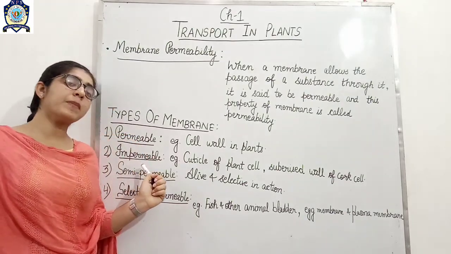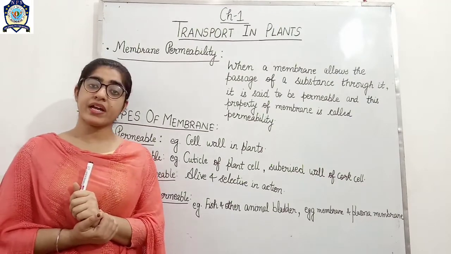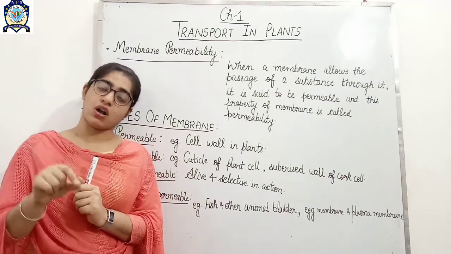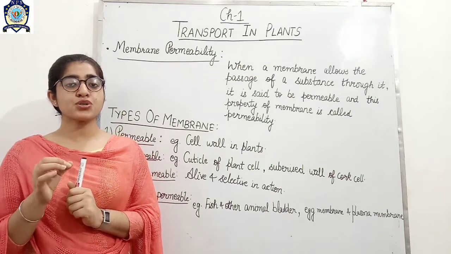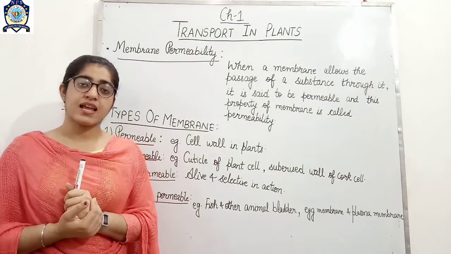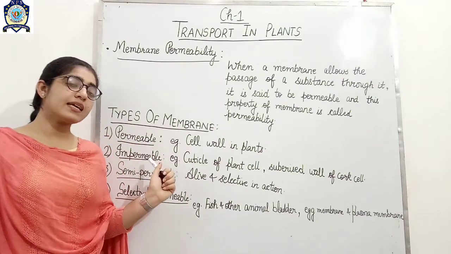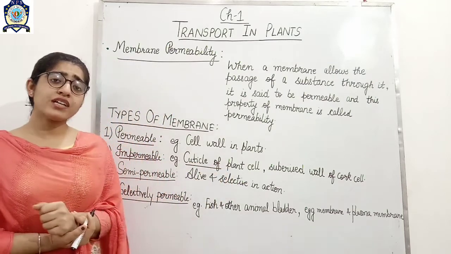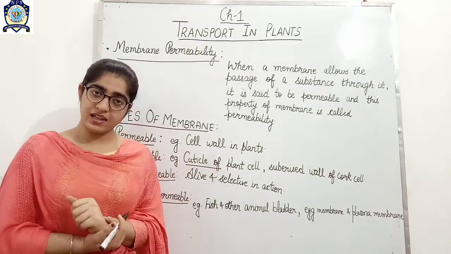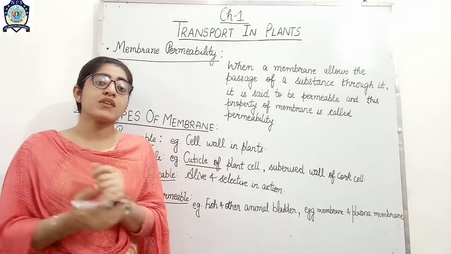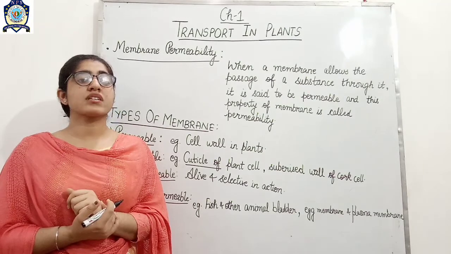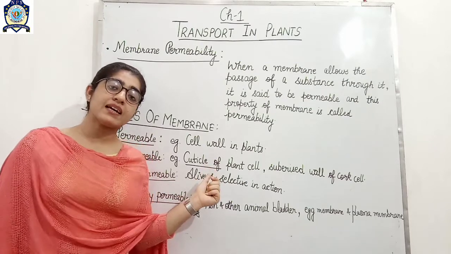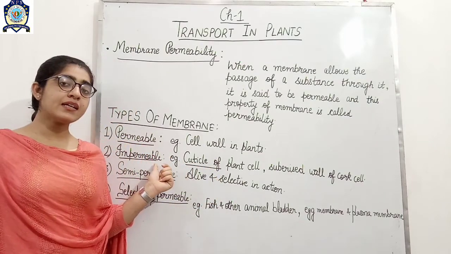The second one is impermeable. An impermeable membrane is one which does not allow any substance, neither solvent nor solute, into and out of the cell. For example, the cuticle of the plant cell. We can easily observe the cuticle in the cross section of a leaf. Outside the epidermis there is the cuticle layer, which is impermeable in nature.